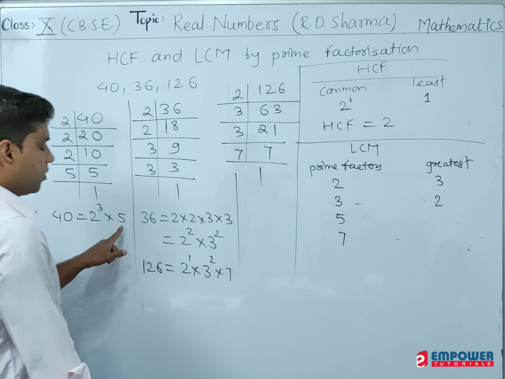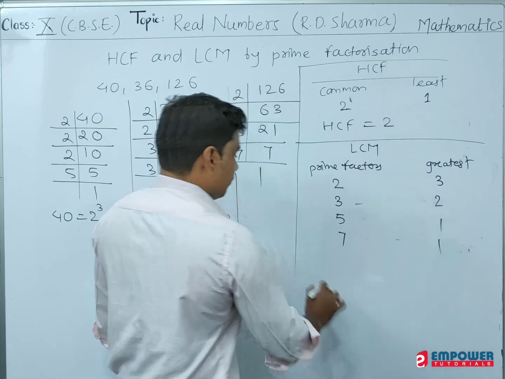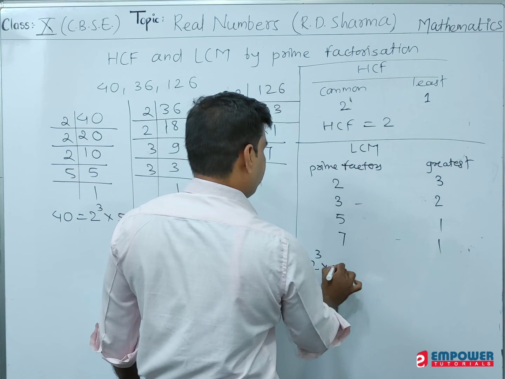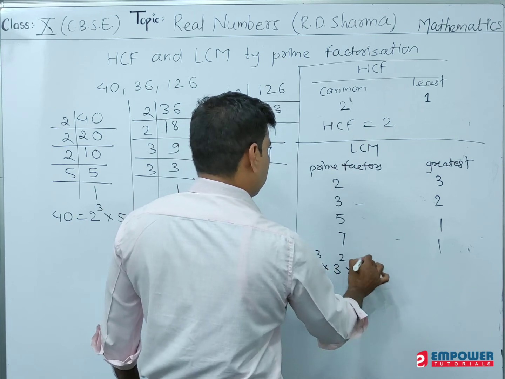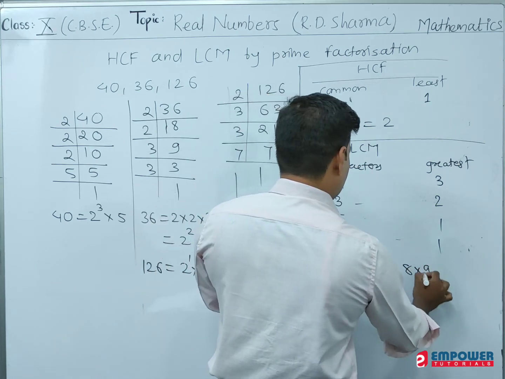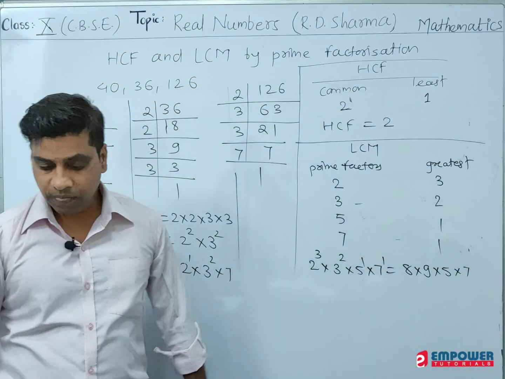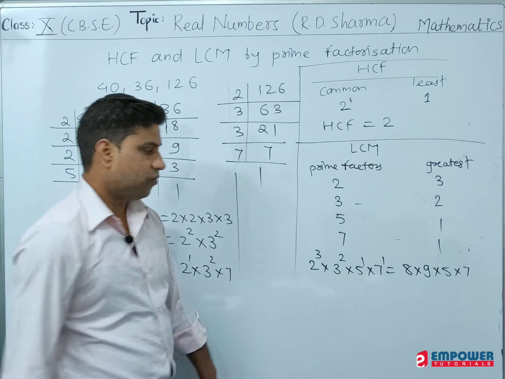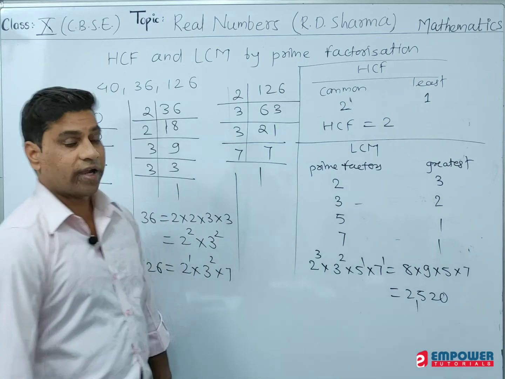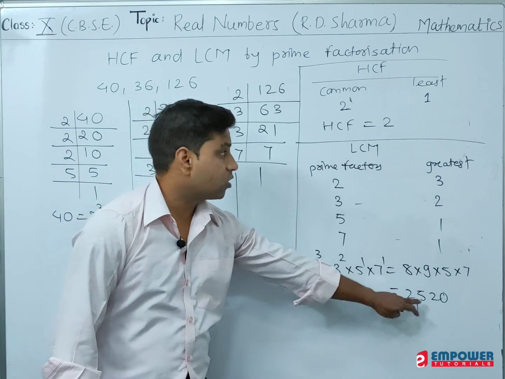What about 5? It occurs only one time. And what about 7? 7 also occurs one time. So now we'll take the product of all this: 2 raised to 3 into 3 squared, 5 raised to 1 into 7 raised to 1. So 2 cubed is 8, 3 squared is 9, then 5 into 7. If you do the multiplication of all this, the answer will be 2520. You can do the multiplication yourself and you will get 2520. So see here, HCF is only 2 and LCM is 2520.